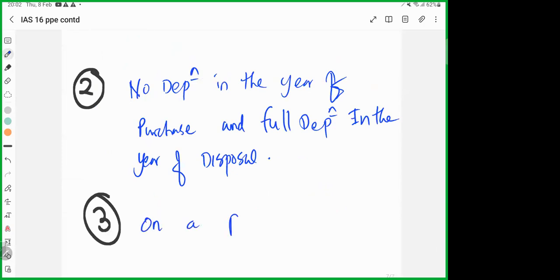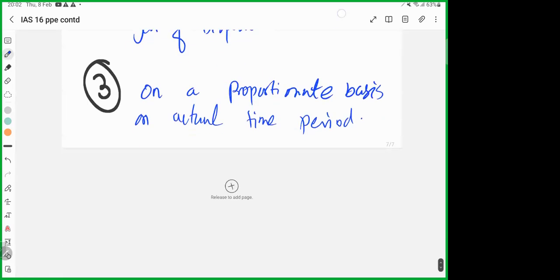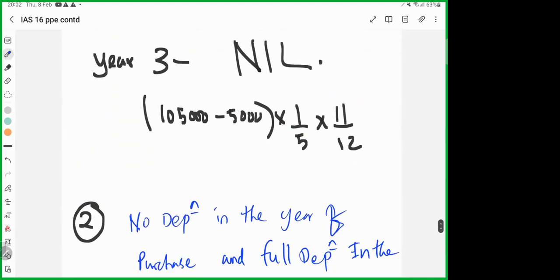On a proportionate basis on actual time period. If you follow this, what will be the depreciation for year 1? Actual time.